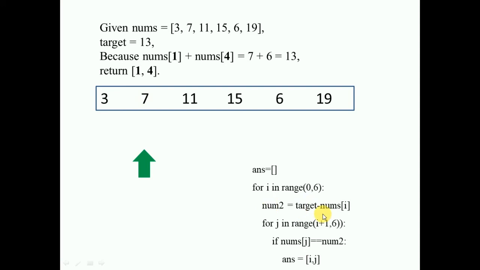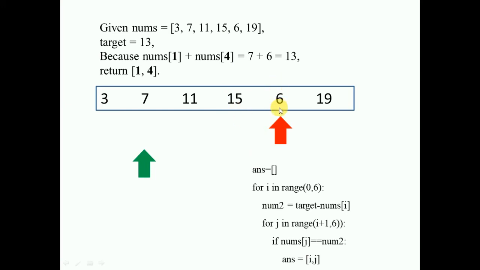So now our num2 is target minus nums[i]. Our target is 13, our nums[i] is now 7. 13 minus 7 is 6. So now we are going to search whether 6 is present between 11 and 19. So let's start the search. Is 11 equal to 6? No, it's not 6. Is this element equal to 6? No, this element is not equal to 6.